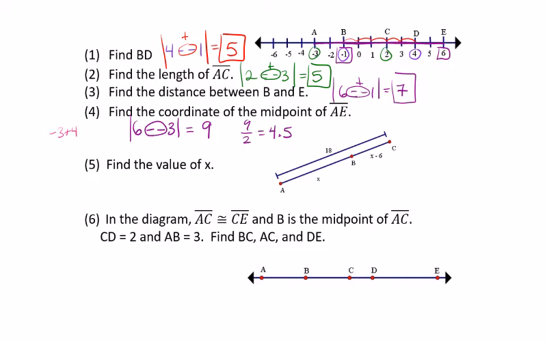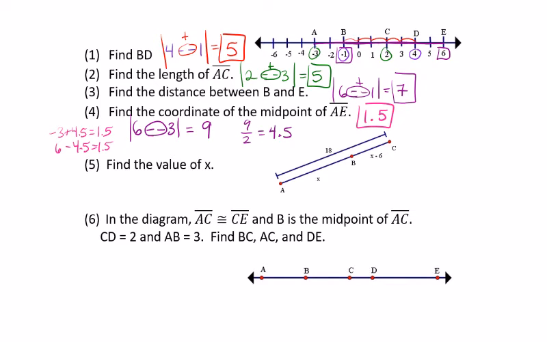-3 plus 4.5 is 1.5. 6 minus 4.5 is also 1.5, right? So that's just more confirmation that it is the midpoint, because it's the same distance away from each of the endpoints. So 1.5 would be our answer.